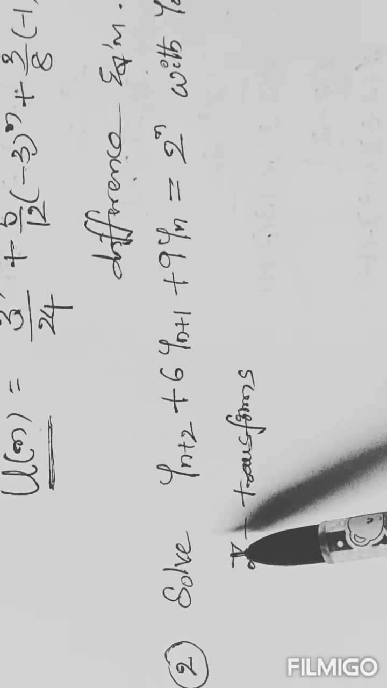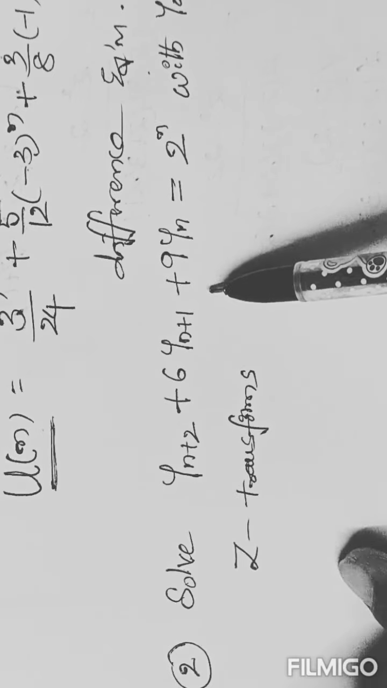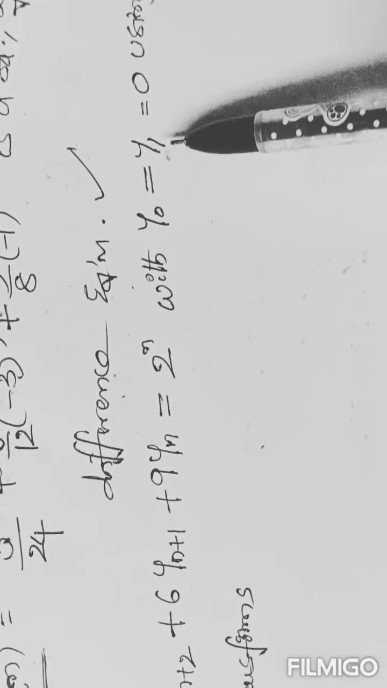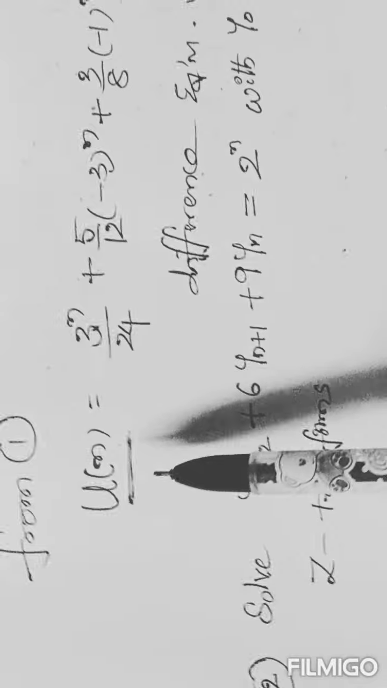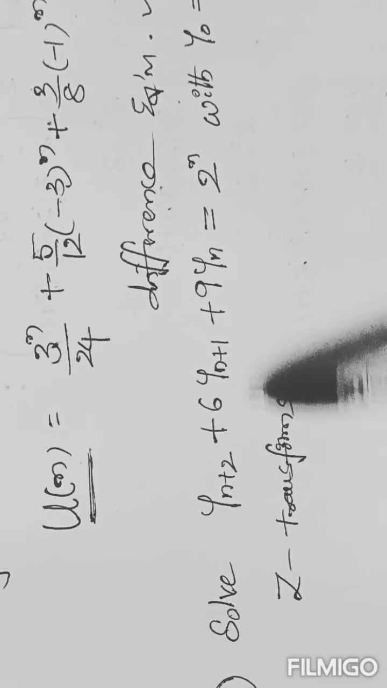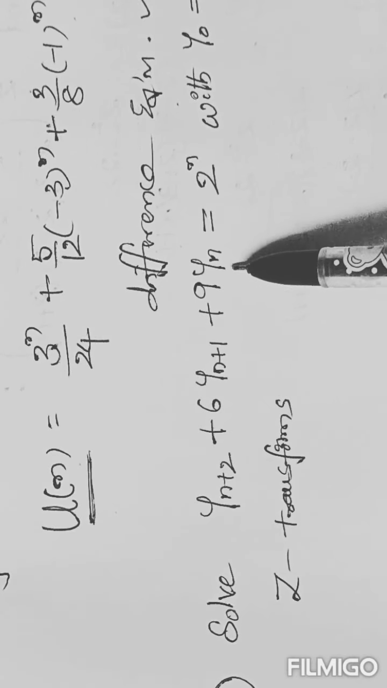Next question: solve y of n plus 2 plus 6 y of n plus 1 plus 9 y of n equals 2 to the power of n, with y0 equals y1 equals 0, using Z transforms. Here the present difference equation is defined in terms of y. The previous problem was defined in terms of u. Now y of n is the solution of the given difference equation.